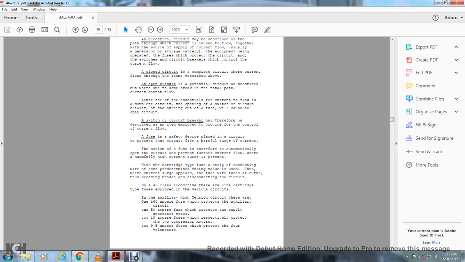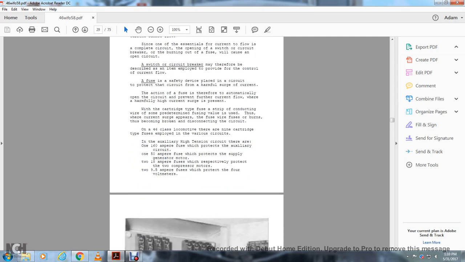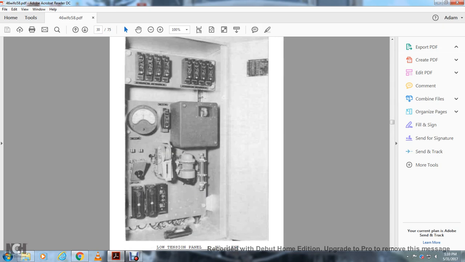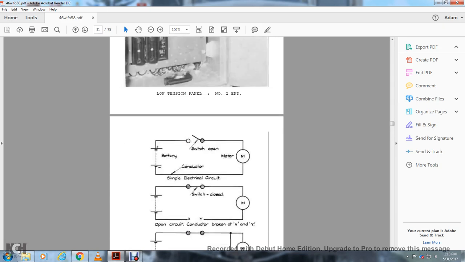On a Class 46 locomotive, there are 9 cartridge fuses employed in the various circuits. In the auxiliary high tension circuit, there is 1 160 ampere fuse that protects the auxiliary circuit, a 150 ampere fuse that protects the supply generator motor, 2 18 ampere fuses that respectively protect the 2 compressor motors, and 2 9.5 ampere fuses that protect the 4 voltmeters. This is a picture of the low tension panel number 2 end.